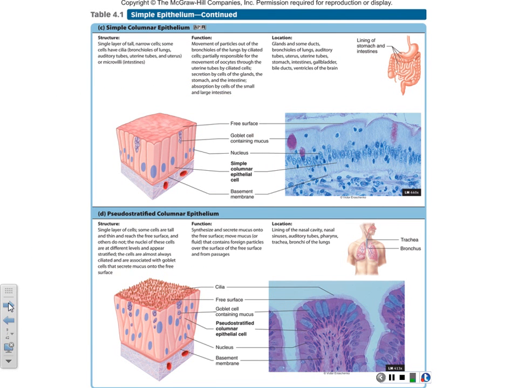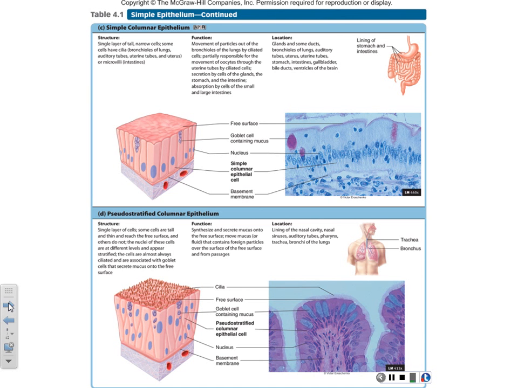These simple columnar cells, some of them are ciliated, some of them have microvilli on them, depending on where they are. The ones that have microvilli are located in the small intestine, of course, to increase the surface area for absorption, and the ones in the lungs, lining some of the ductwork in the lungs, the bronchioles and so forth, have cilia on them to move the mucus and trapped particles out of the respiratory system, right?